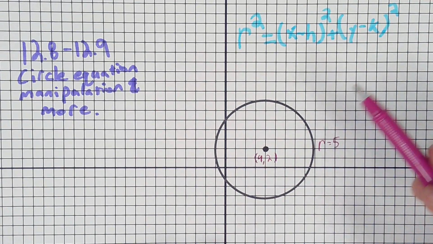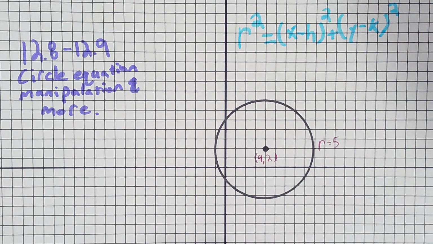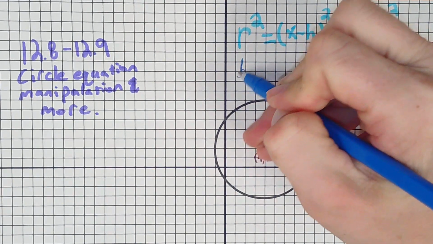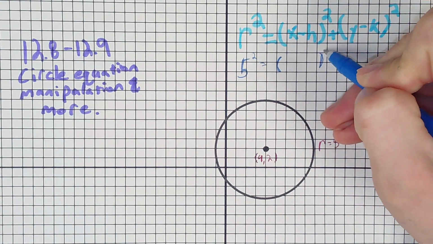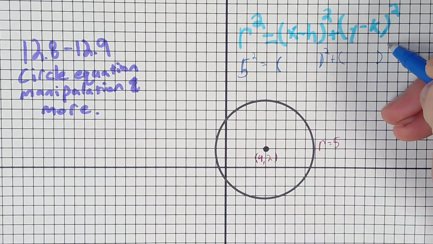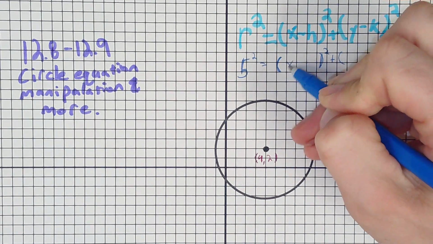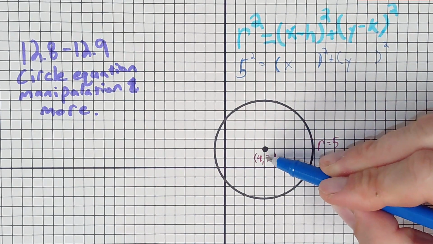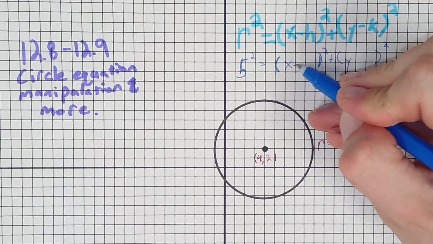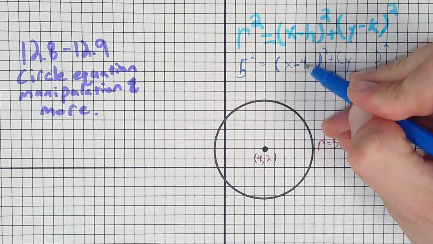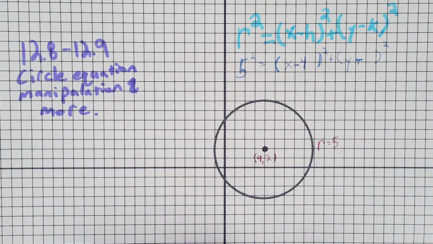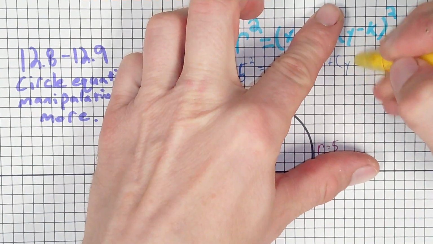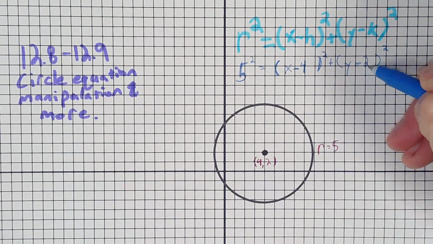So to write my equation here, my radius, I'll keep radius blue. My radius is 5 squared equals, and then I have my parenthetical x and y, and it's going to be x minus 4. If that was a negative value, it would be plus 4, but it's not. And then y minus 2. So that's the equation for this.